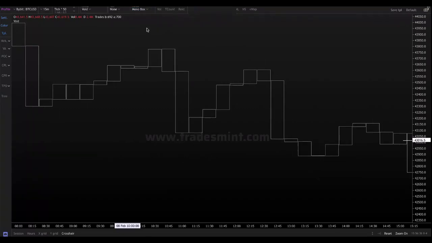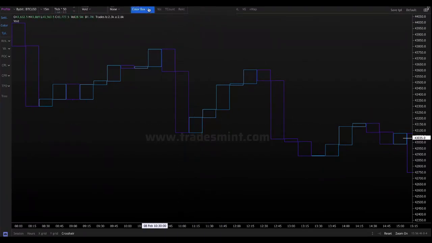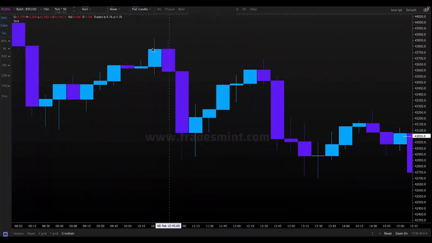And then you have mono box, which takes off the wick. You have color candle, which I like to use, the color hollow candles, blue and purple as I like. And then you have the color box, which takes off the wick. You have the bordered candle, which is pretty nice, where the outline is white, and you can change the colors, of course, and the body is filled in. You have the flat candle, where it doesn't have a border.